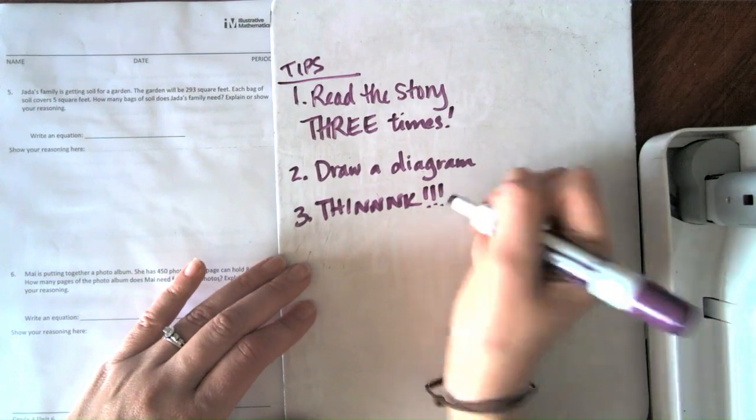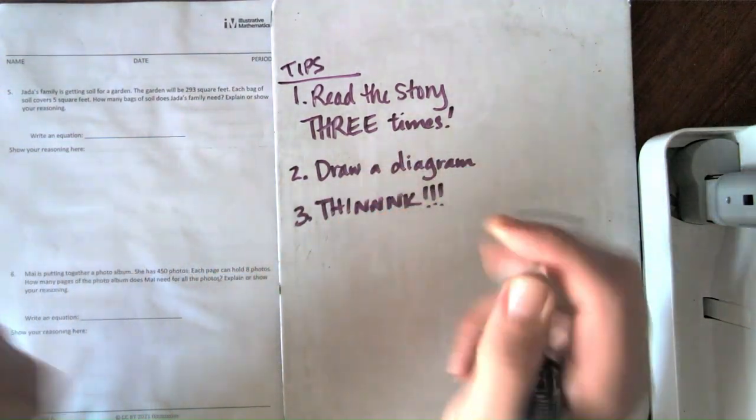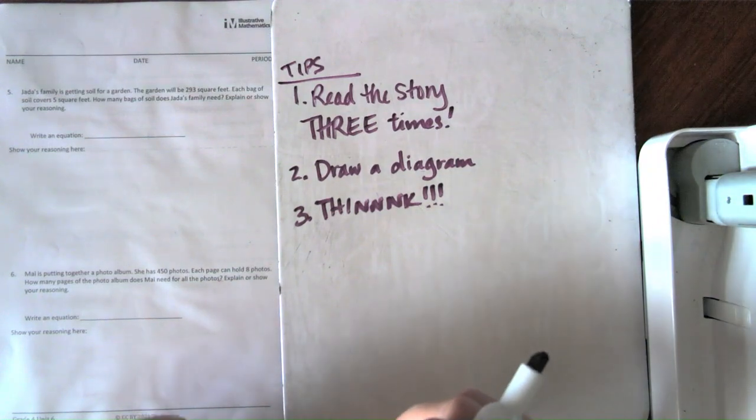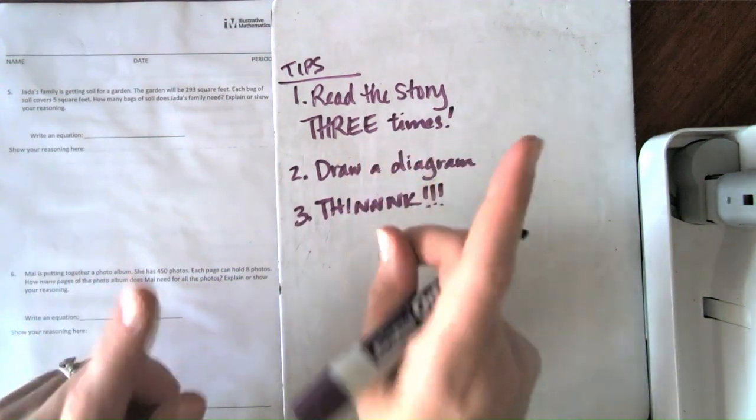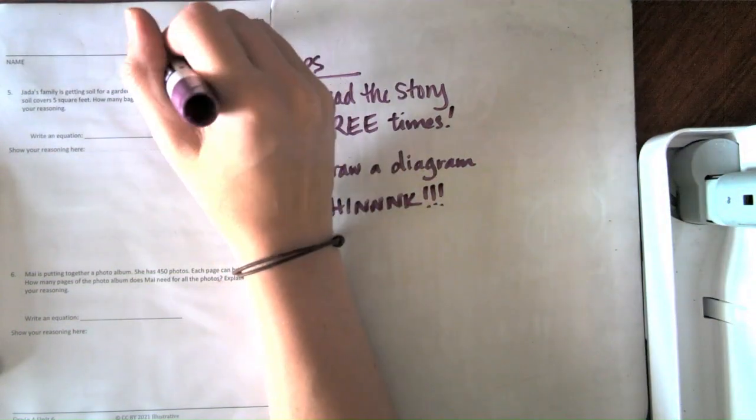think. Slow your thoughts down and think. We talk about this in class all the time. Instead of just all these little teeny tiny thoughts, Jada's family is getting soil for a garden. The garden will be 293 square feet. Each bag. Instead of that, read it slowly. Read it carefully. Make sure you understand. The garden will be 293 square feet.